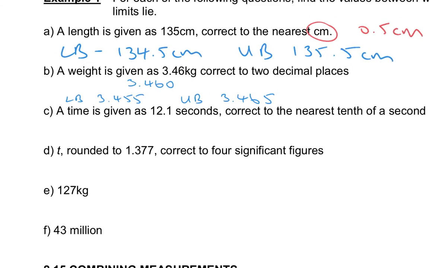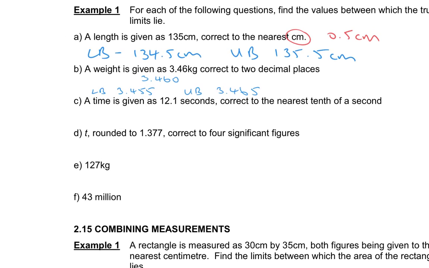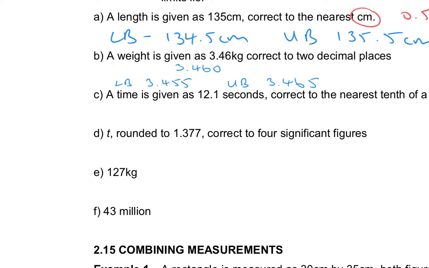Part C then, a time is given as 12.1 seconds, correct to the nearest tenth of a second. So I would do the same thing in this question. I would think of that as 12.10. So then your lower bound will be 12.05 and your upper bound 12.15. Those are in seconds, so let's not forget our units.